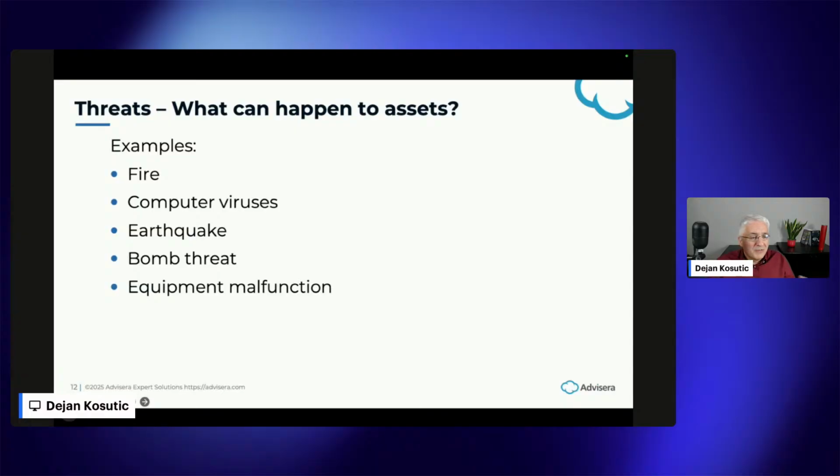Equipment malfunction, obviously this is related to your hardware. Related vulnerability here is that you have obsolete equipment. Key people leaving the company, again, this is related to your people as an asset, and the vulnerability is that you don't have replacements.